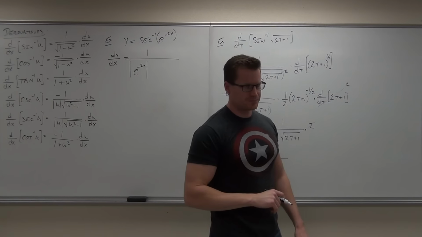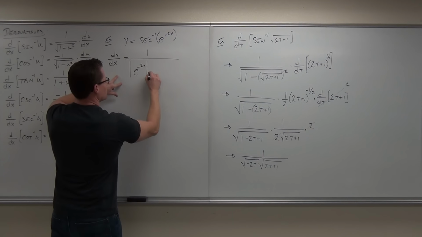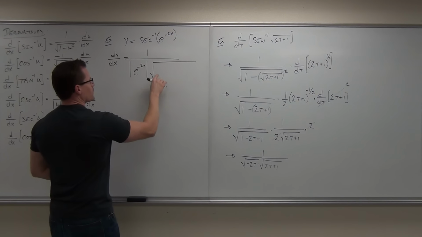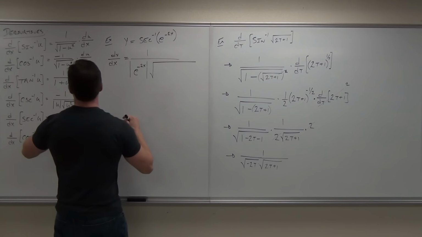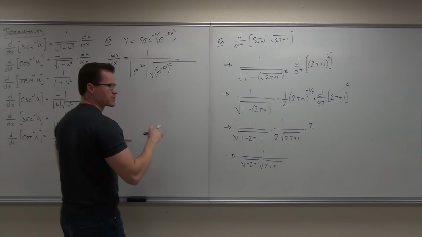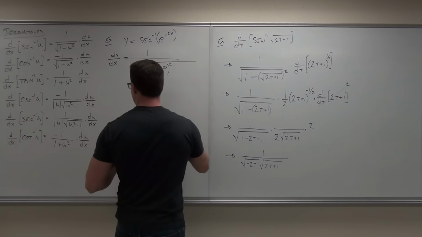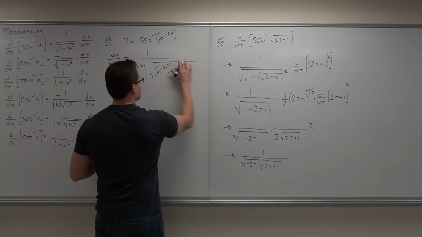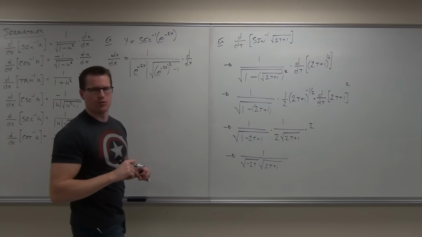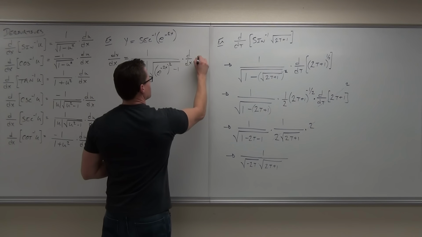Then what do we do? Square root. What goes inside the square root? Minus 1. That's right. Okay, so the argument squared, all squared. Make sure you get parentheses, all squared, and then what? Minus 1. And then d is derivative, oh yes, a chain rule. Derivative of what? The negative 2x.